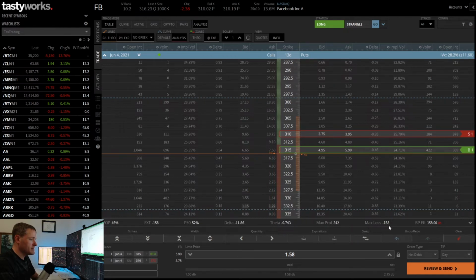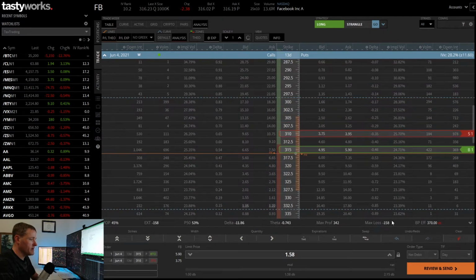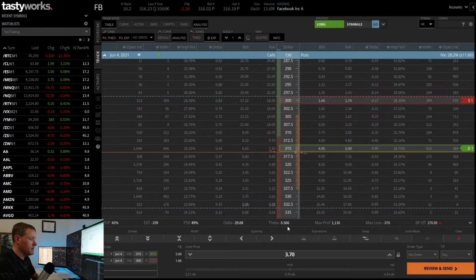You can see that it's a lot cheaper to put the trade on. It was $370 here to put the trade on. If we narrow the spread, it's only $158. Of course, our max profit potential has come down as well. But another thing you can see is that the theta is lower. Look at the theta here, it is less than $1, where up here it's $5.50.